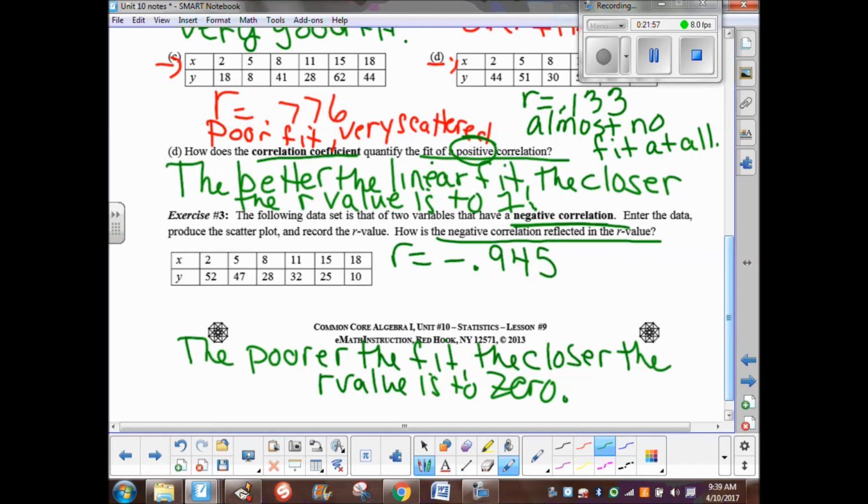The R value is -0.945. You guys have not looked at the scatter plot, because I kind of sped us through that one. If the R value is -0.945, what could you say about the fit of this line? Okay, they're all linear right now. It's pretty darn close to, would we say it's good? Would we say it's perfect? What would we say? Pretty good. Okay. It has a negative value.